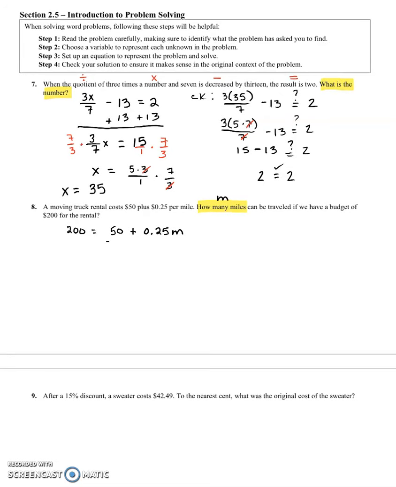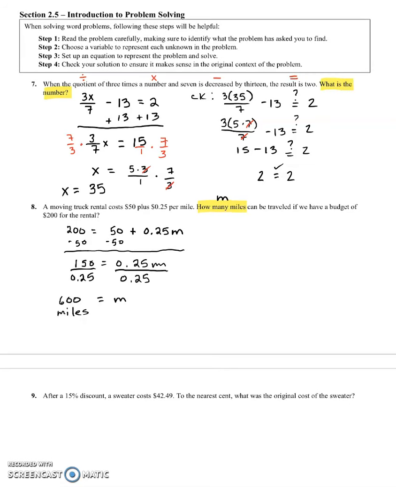And now all we have to do is figure out how many miles that gets us. So subtract 50. And we get 150 equals 0.25 times the number of miles. Wow, that's an M, guys. Divide by 0.25 using the multiplication property of equality. And we get the number of miles we can drive is 600. Now, units are important.